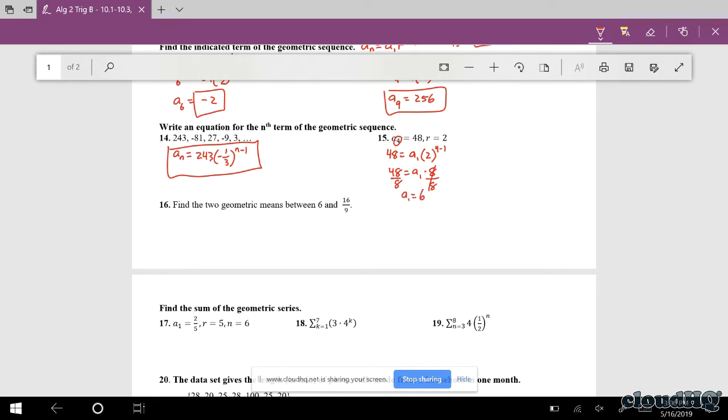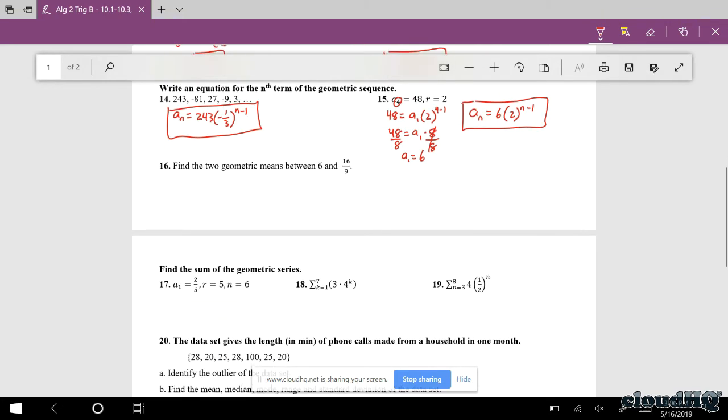And so now I can find the rule: a sub n is equal to the first term times r to the power of n minus 1. So 6 times 2 to the n minus 1.